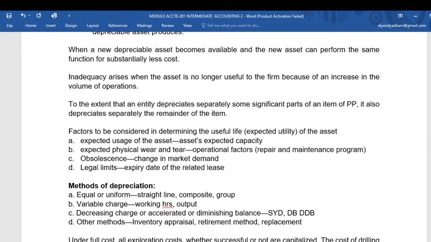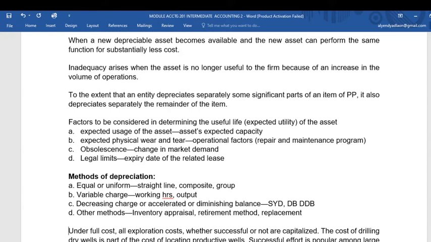we have the equal or uniform, so that is the straight line, the composite, and the group method. This is where the depreciation of the asset every year is the same in amount. Okay, so let's say for example for 5 years, the amount of depreciation is just the same, because it is uniform. Then we have variable charge. Since it is variable, it varies, right? So it may vary on the working hours or the service hours, or it may vary on the output.